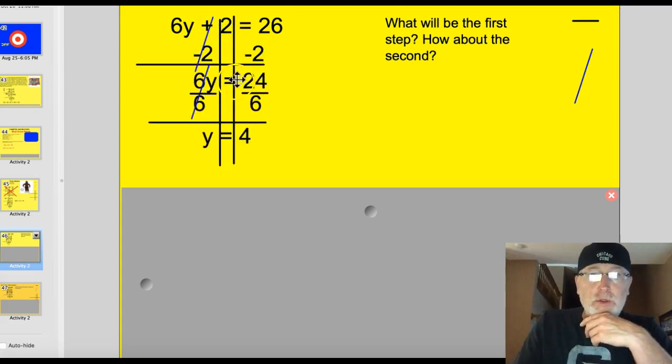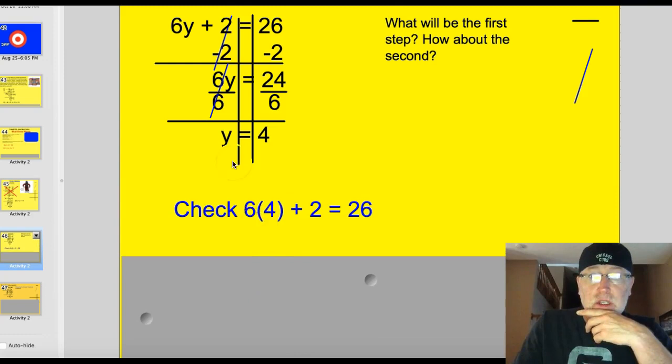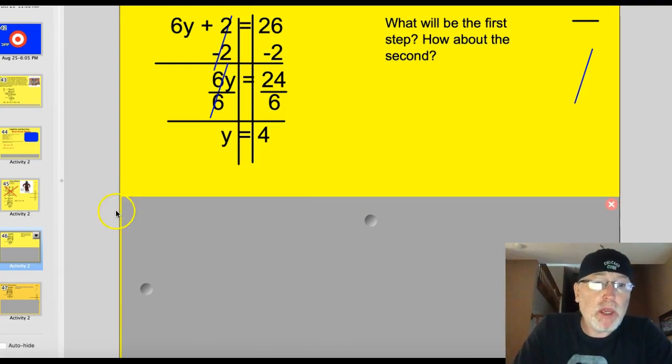So I subtracted 2. Oops, my thing slid over. Sorry about that. I subtracted 2 and subtracted 2. Now we're just left with 6y equals 24. Now we have to divide this side by 6 and this side by 6. Again, 6 divided by 6 is just 1y, or just plain y. 24 divided by 6 is 4. Check our answer, see if it makes sense. Just popping this 4 in place of the y. 6 times 4 is 24, plus 2, 26. Slam bam, thank you, ma'am.